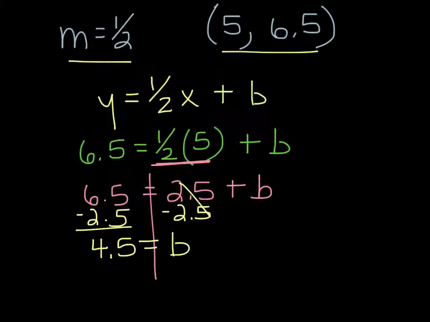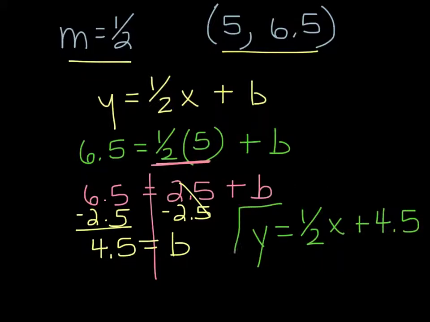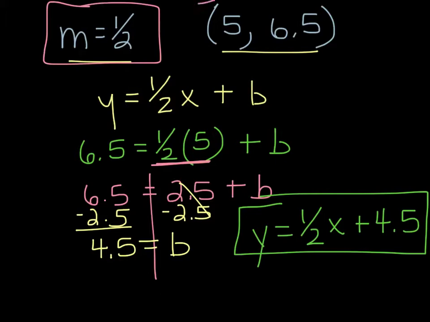So my final step is I just need to rewrite the equation. So I have y equals, well, my slope is 1/2 times x, and then plus my y-intercept is 4.5. Alright, so we just wrote an equation in slope-intercept form when I gave you the slope and 1 point.